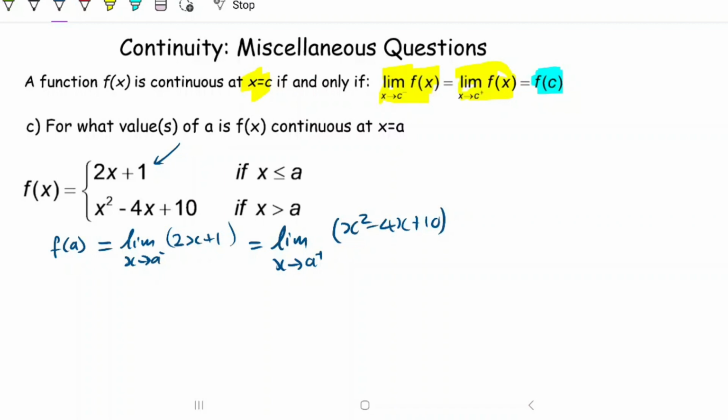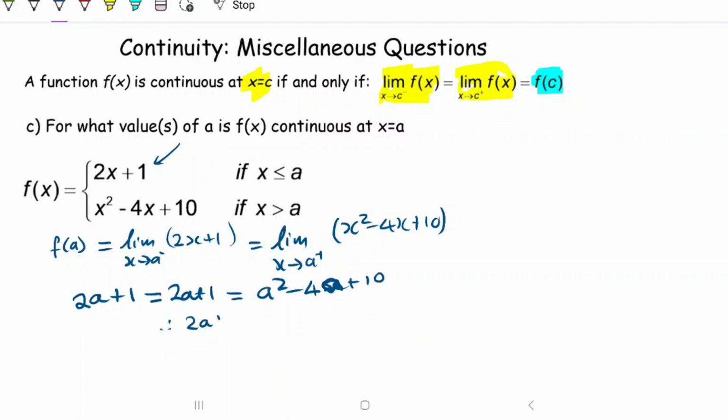So already we know that for continuity, this is exactly what needs to happen. With this equality, we can see it's the same. So we can now substitute a by taking the limit there, which will be the same as f of a. So we have 2a plus 1. Because this will be the same for this limit as well, we can write it as 2a plus 1 as well. This must equal a squared minus 4a plus 10. Wherever we find x, we substitute a. So you can clearly see that it's the same statement.